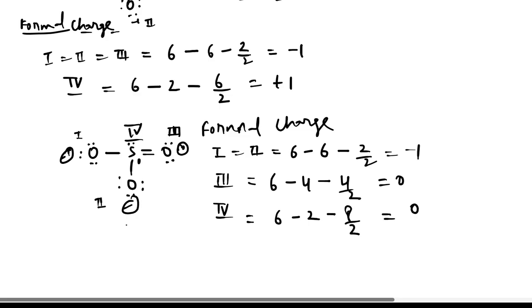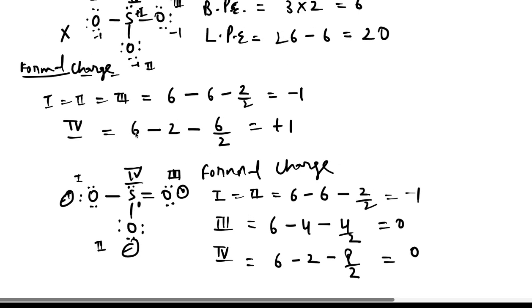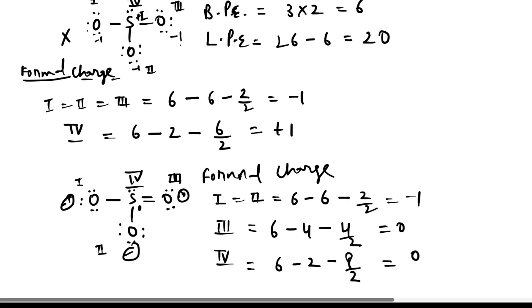Okay. So we have another structure, this one, where 2 oxygens have negative charge, 1 oxygen has 0 charge, and sulfur also has 0 charge. Whereas in the previous case, we had charge on each and every atom. And as per the stability of the structure based on the formal charges, a structure will be more stable if a minimum number of atoms have charges. I have already explained this in the previous video.